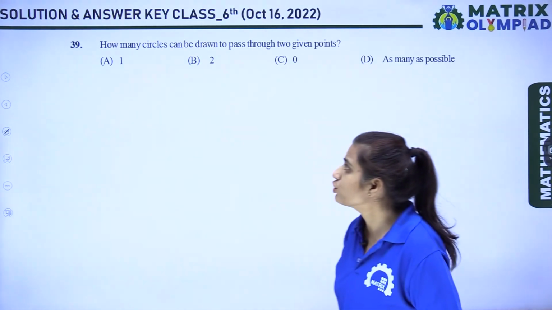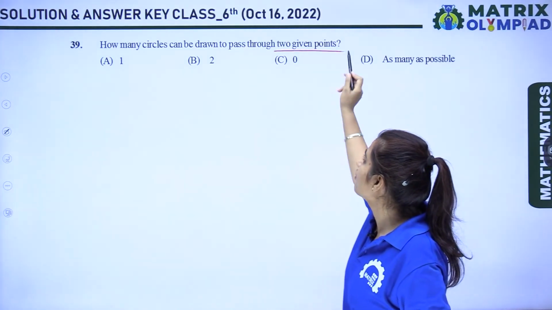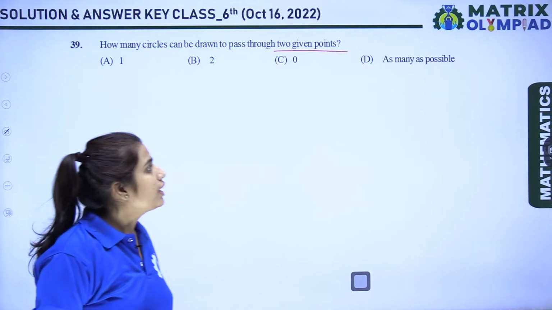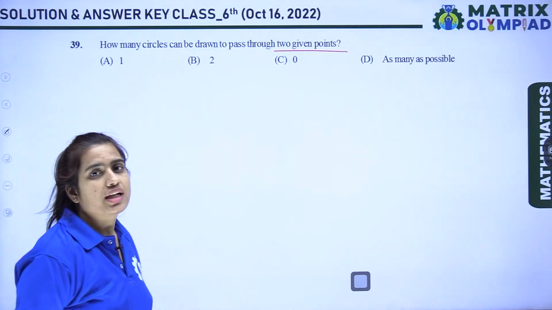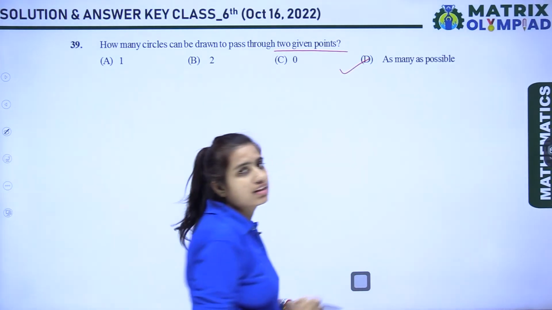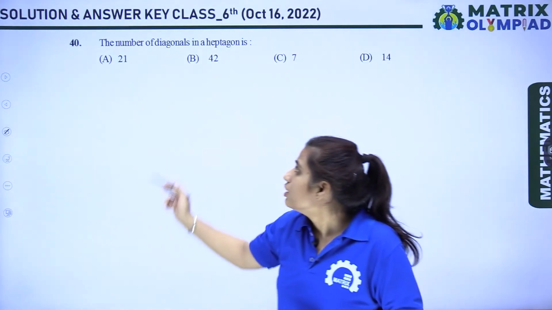Now the next question is, how many circles can be drawn to pass through 2 given points? If 2 points are given, then we can pass as many circles as we want. So option D is the correct answer. Now let's begin with the next part.